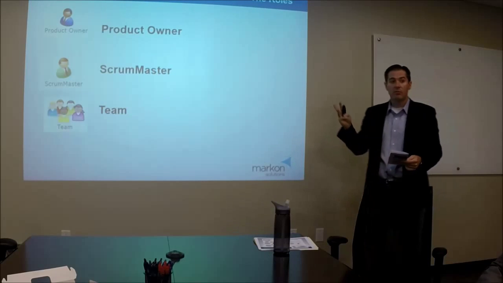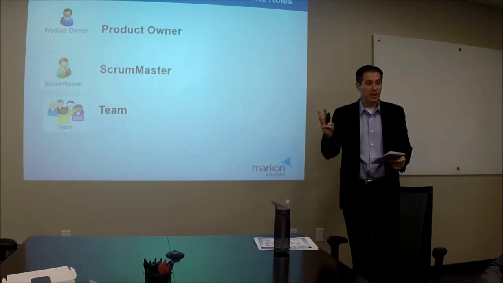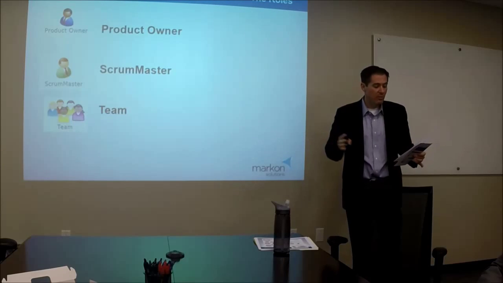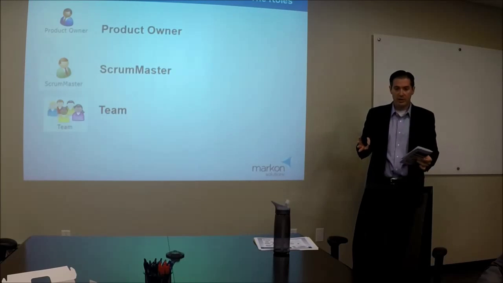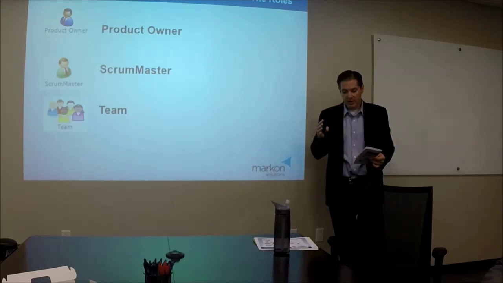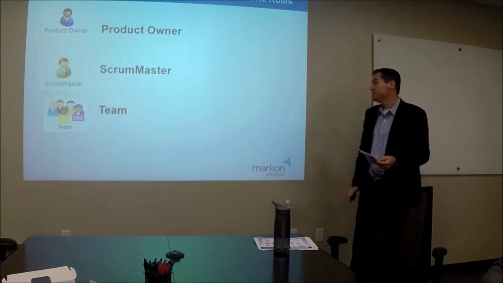There are only 3 roles in Agile Scrum. Three things that people do. We'll go through all these in the next couple of slides. You can take a look and see who these people are in the flow. One is the product owner. The second is the Scrum Master, and the third is the team.